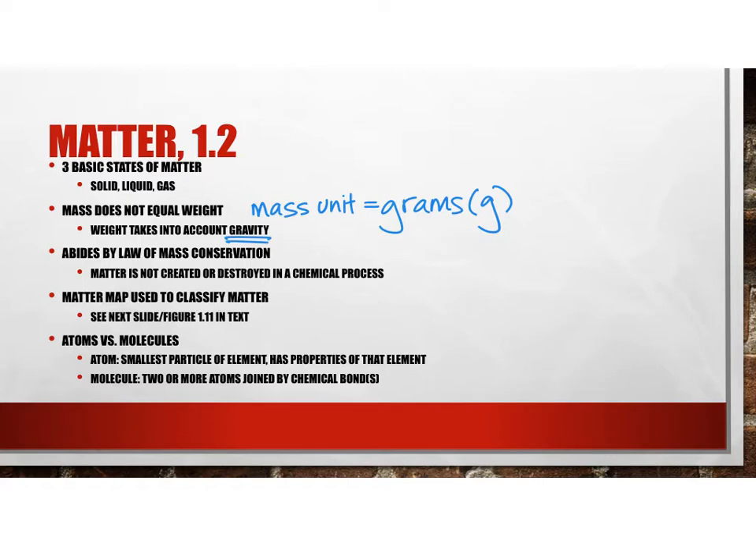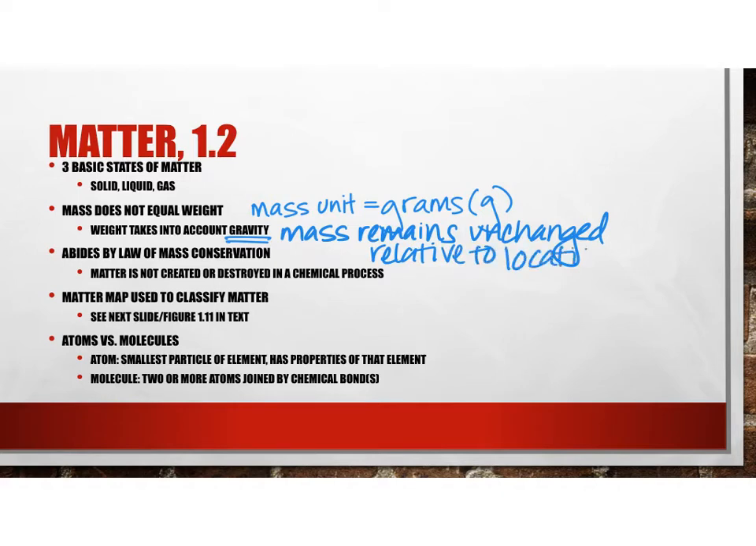So that's why your weight would be different on the moon as opposed to on Earth, because the gravity is different. The force that's pulling you, two bodies with mass together, is different depending on where you are. So mass does not change based on where you are. Mass remains unchanged relative to location. So it doesn't matter where you are. If you have a certain mass here on Earth, you'll have the same mass on the moon.